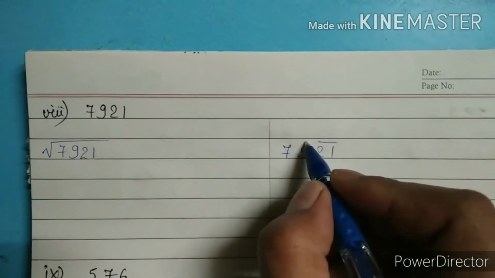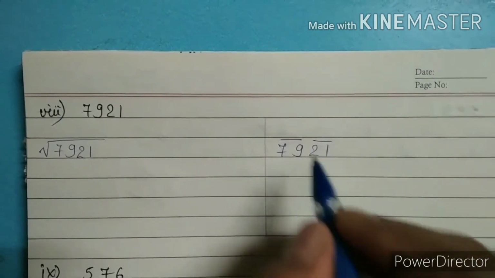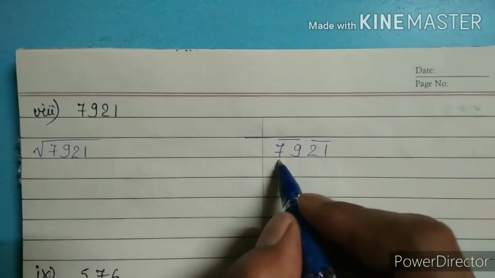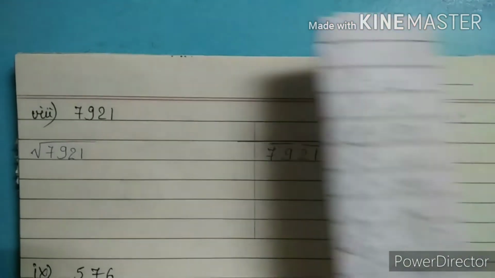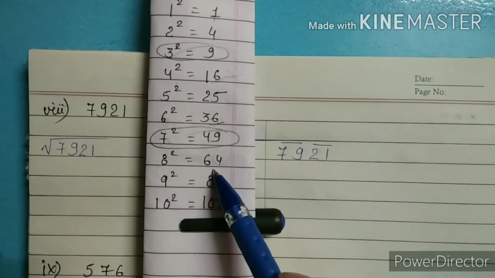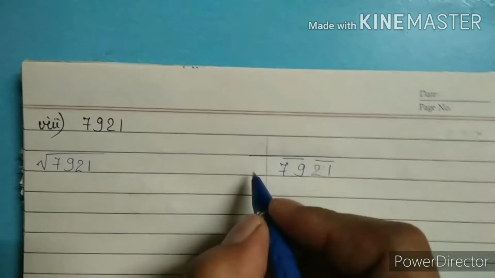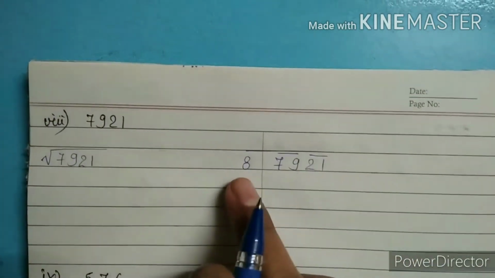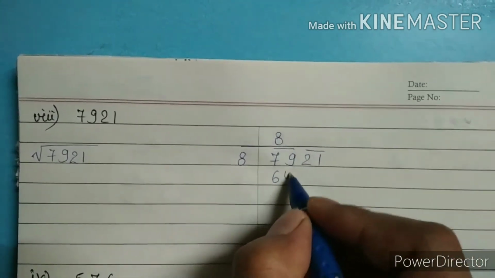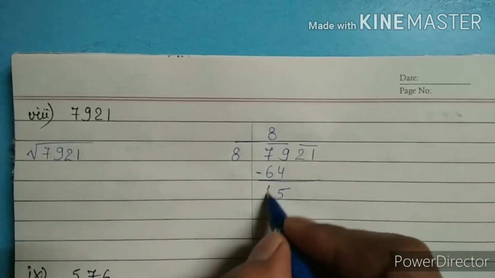Here the first pair is 79. So we will look for the square that is less than or equal to 79. The only square less than or equal to 79 is 64. 64 is the square of 8. So firstly we will put 8 here, and the same number goes here. Now we know 8 8s are 64. So 9 minus 4 is 5 and 7 minus 6 is 1.